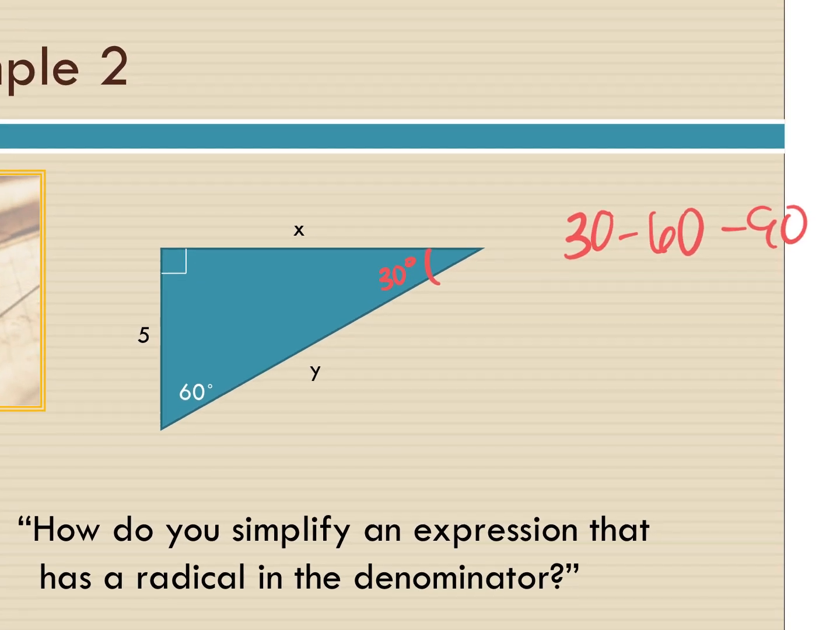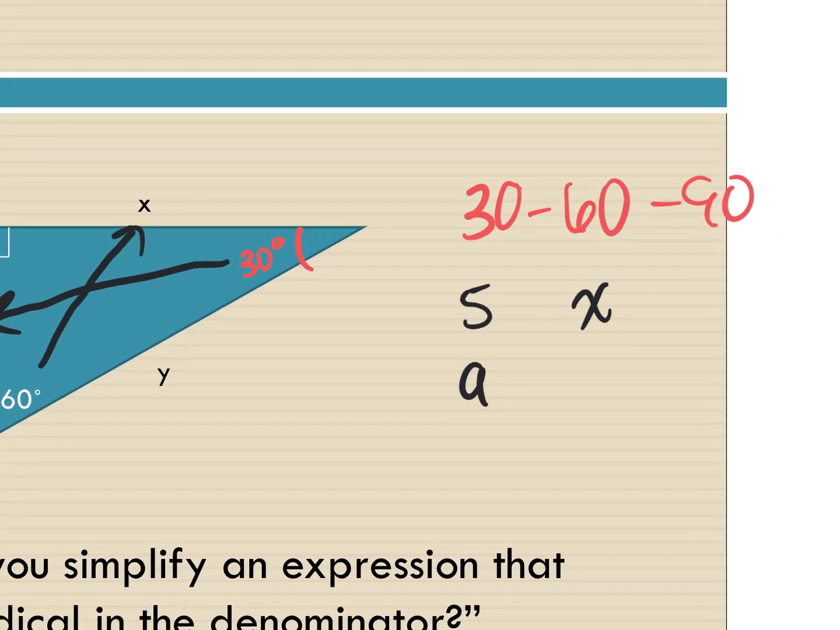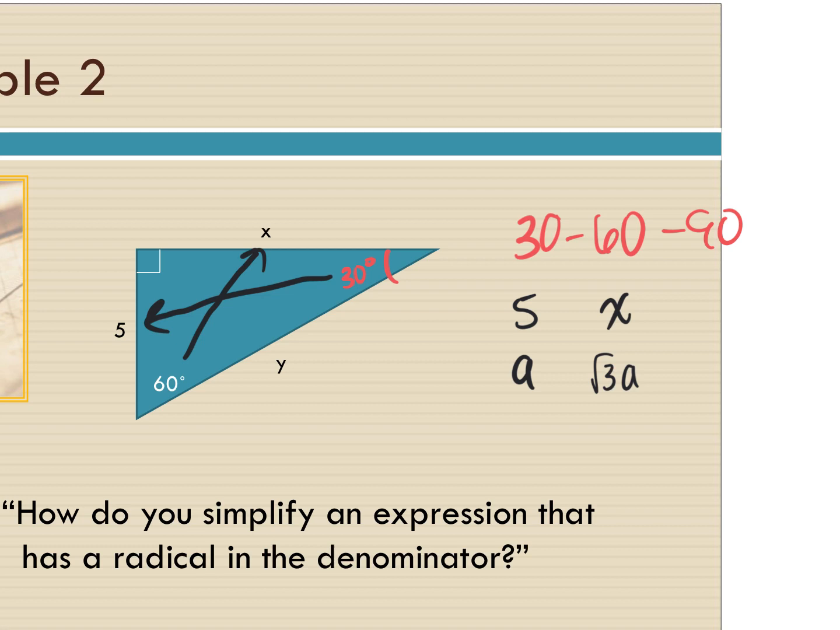Okay, start with the smallest side. What is going to be the smallest side? The 5, because it's opposite the 30. 30 is the smallest angle. So in other words, that 5 is equal to A, correct? So 5 and A go together. What's opposite the 60? X. And X, opposite the 60, should be what in regards to A? Square root of 3 times A. Very good. And then Y is across from the 90, correct? So this is going to be Y. What is Y in terms of A? 2A.